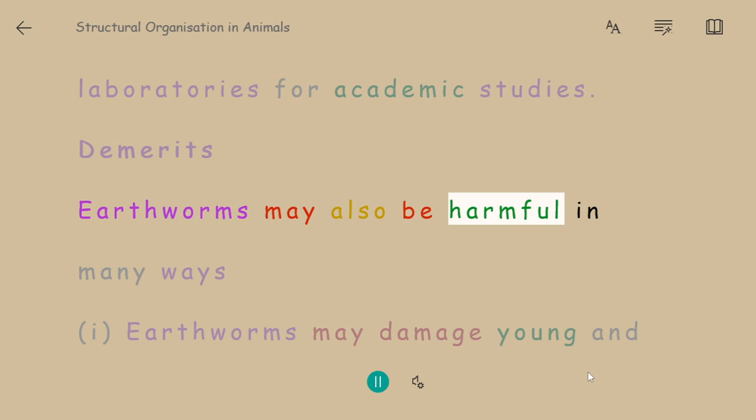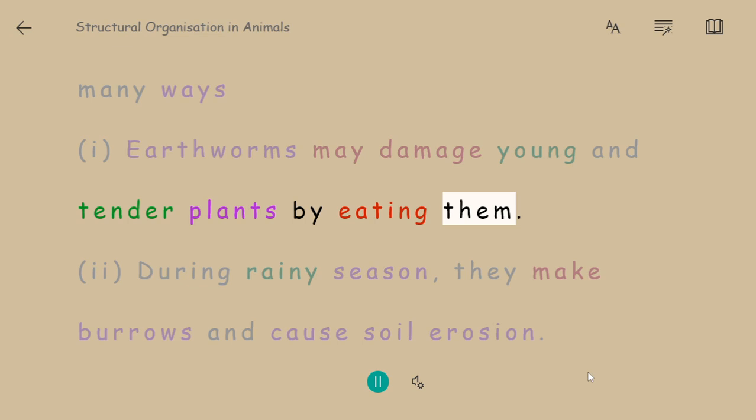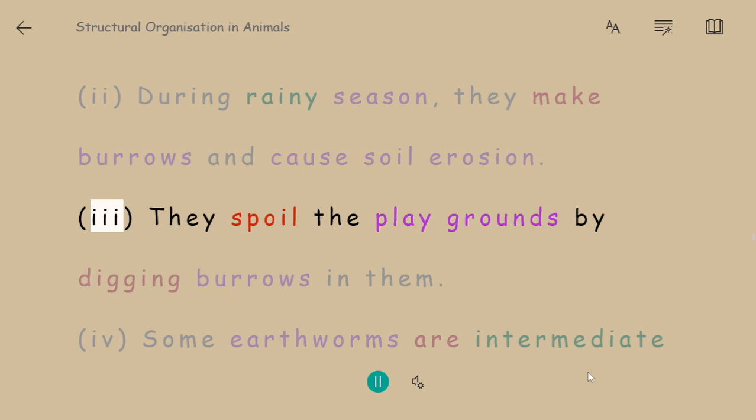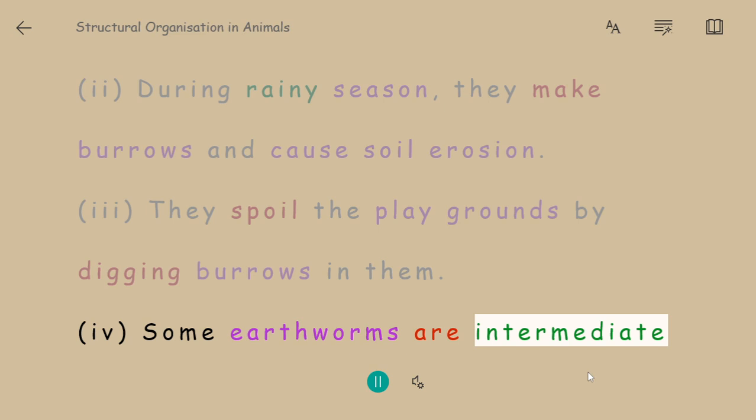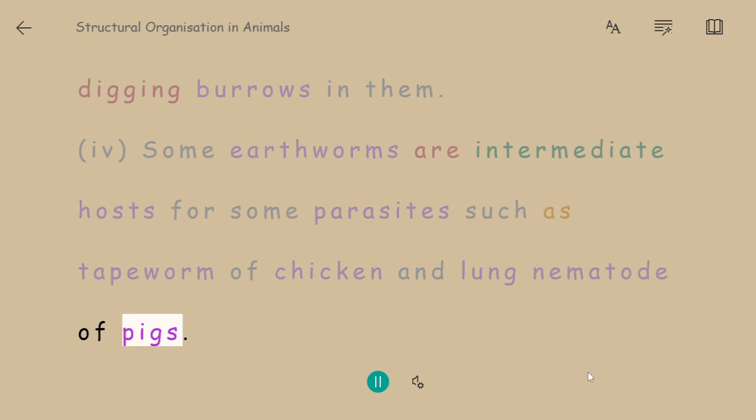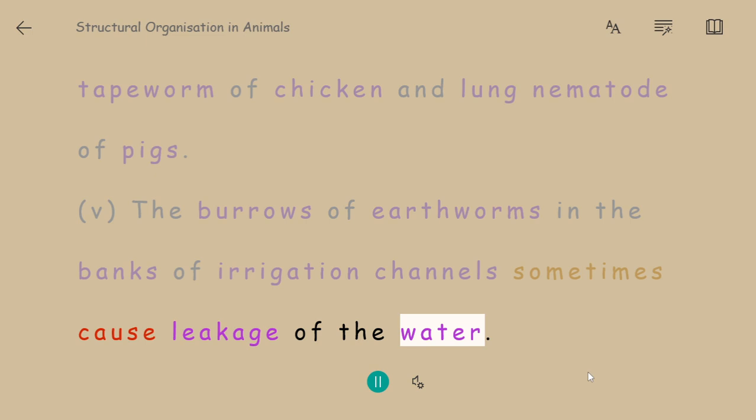1. Earthworms may damage young and tender plants by eating them. 2. During rainy season, they make burrows and cause soil erosion. 3. They spoil the playgrounds by digging burrows in them. 4. Some earthworms are intermediate hosts for some parasites, such as tapeworm of chicken and lung nematode of pigs. 5. The burrows of earthworms in the banks of irrigation channels sometimes cause leakage of the water.